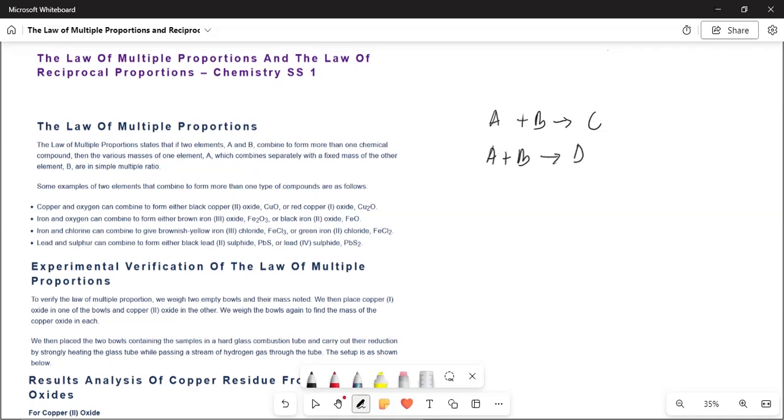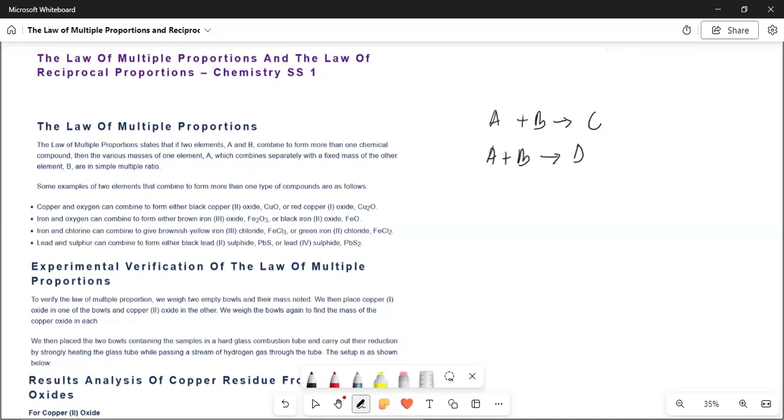You look at the same elements. In one condition, they combine to form a brown iron 3 oxide. In the other condition, they combine to form a black iron 2 oxide. Also, iron and chlorine can behave like that. Sometimes iron and chlorine will combine to give us a brown, yellowish iron 3 chloride or a green iron 2 chloride. And then lastly, lead and sulfur can behave in the same manner. Sometimes lead and sulfur combine to give us a black lead 2 sulfide. Some other time they give us lead 4 sulfide.